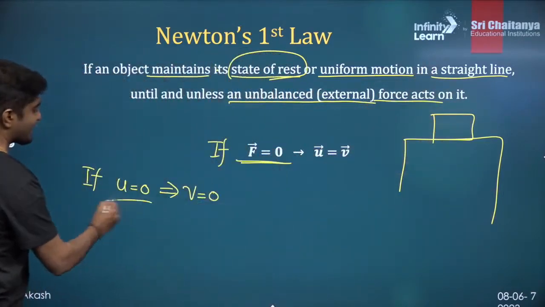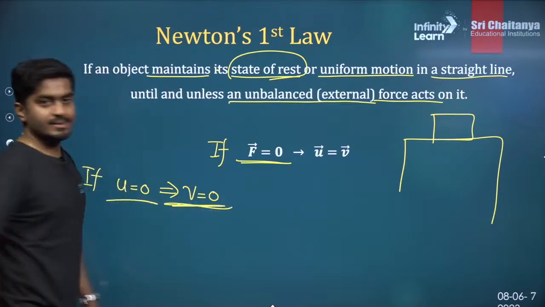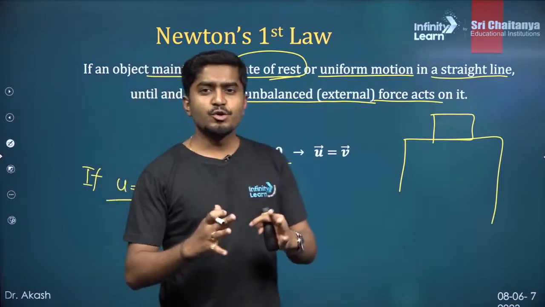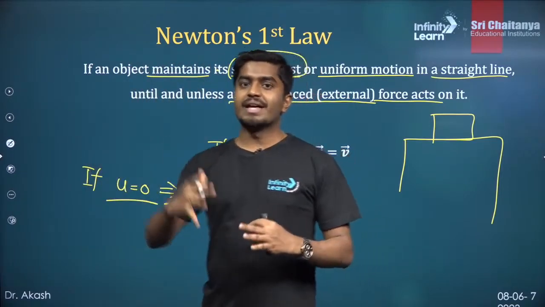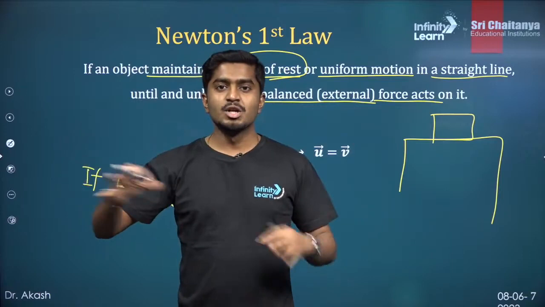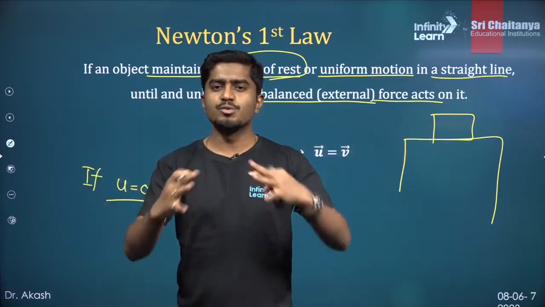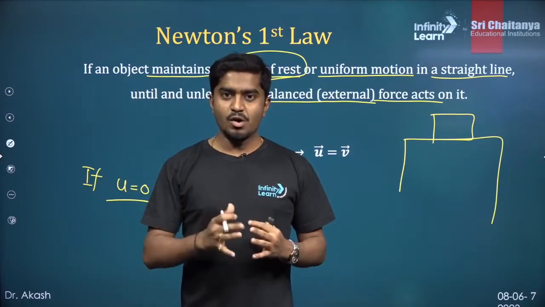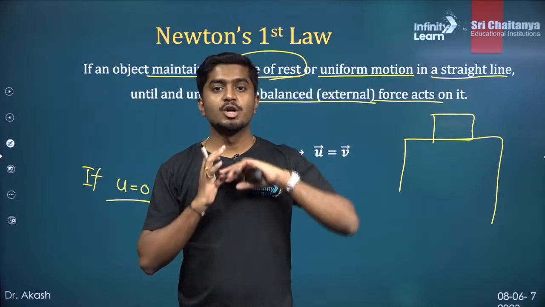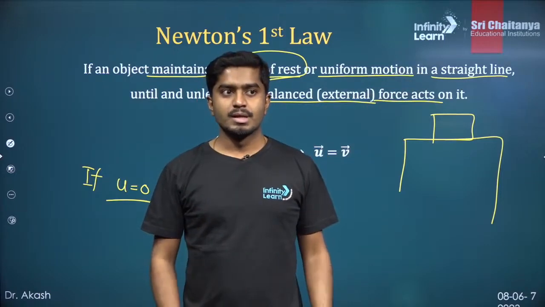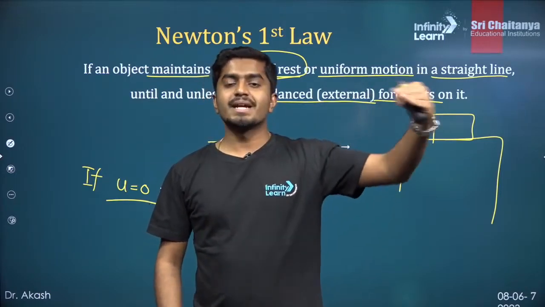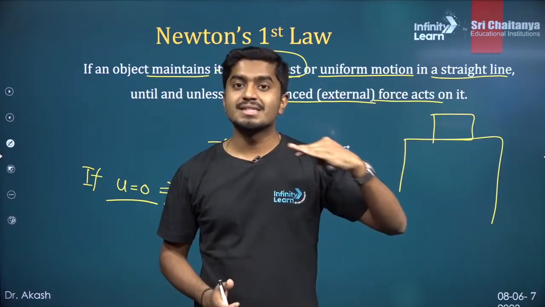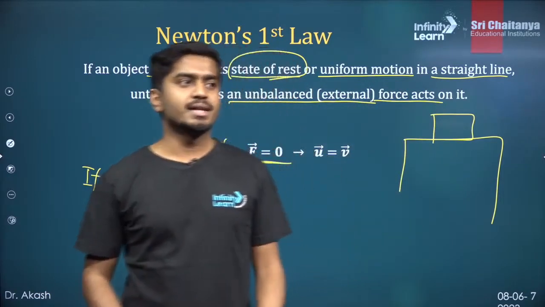So if the book is at rest, it will continue to be at rest. Now I'll give you another example. Suppose you are in outer space, away from the earth, away from the sun, so there is no gravity. Just assume that you are far from all the planets and stars. Now you have some object in your hand, and you throw that object. Can this object move in a straight line, and will it travel with the same velocity, the same speed? What do you think?